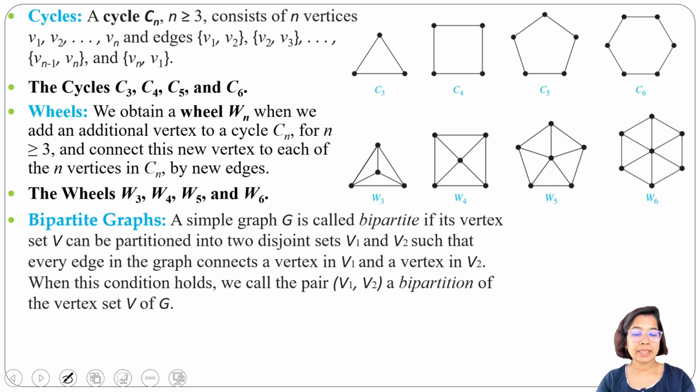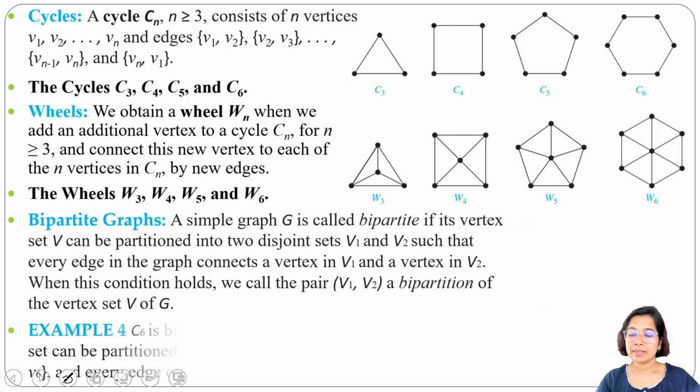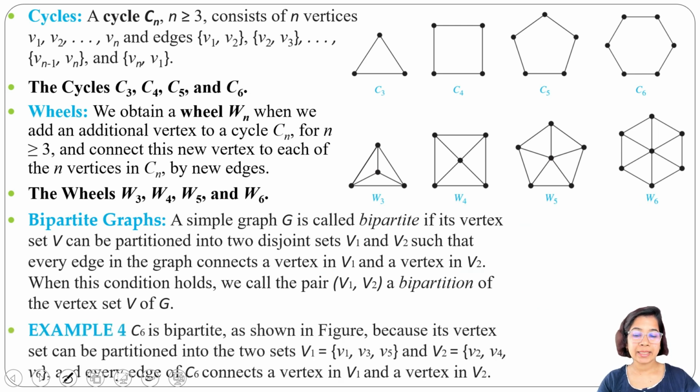into 2 disjoint sets V1 and V2 such that every edge in the graph connects a vertex in V1 and a vertex in V2. Suppose this is V1, this is V2, then there are edges from V1 to V2. When this condition holds, we call the pair V1, V2 a bipartition of the vertex set V of G. Now one example: C6 is bipartite, as shown in the figure.